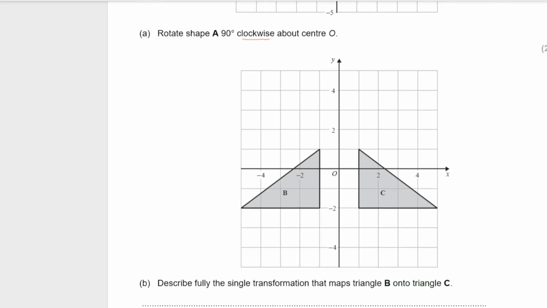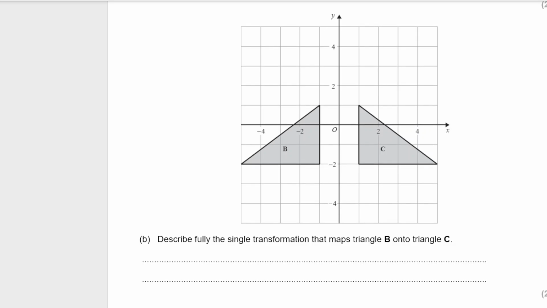Okay, part B. Describe fully the single transformation that maps B onto C. So looking at it, we can see that we can't maneuver this into the position, so it's actually a reflection, and that's the line it's been reflected in. So we need to state a reflection in the line. I tend to state the line, so that would be the line x is equal to 0. But you could say reflected in the y-axis, that would be acceptable.